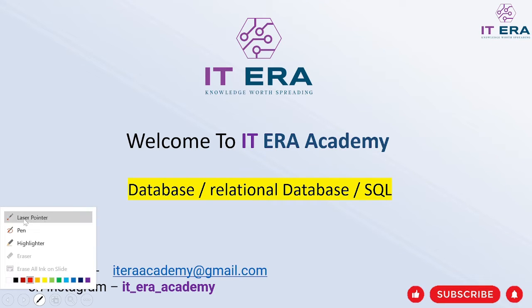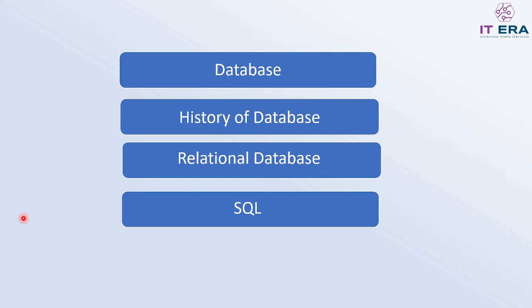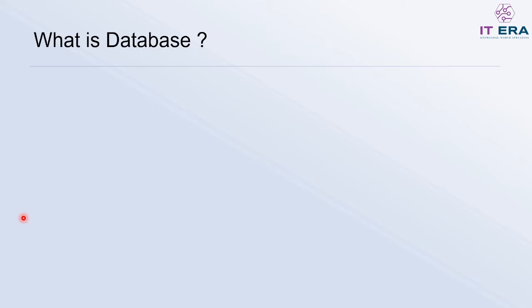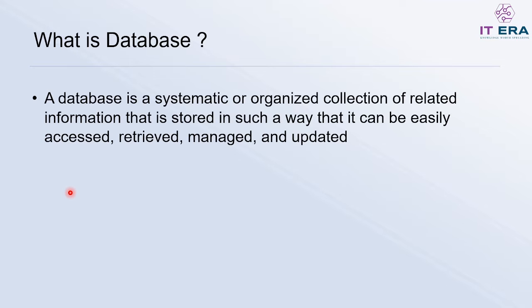Today I am going to discuss database, history of database, relational database, and then SQL. So, when you start to study databases, the very first question that comes to mind is: what is a database? In simple words, we can say that a database is a systematic or organized collection of related information that is stored in such a way that it can be easily accessed, retrieved, managed, and updated.